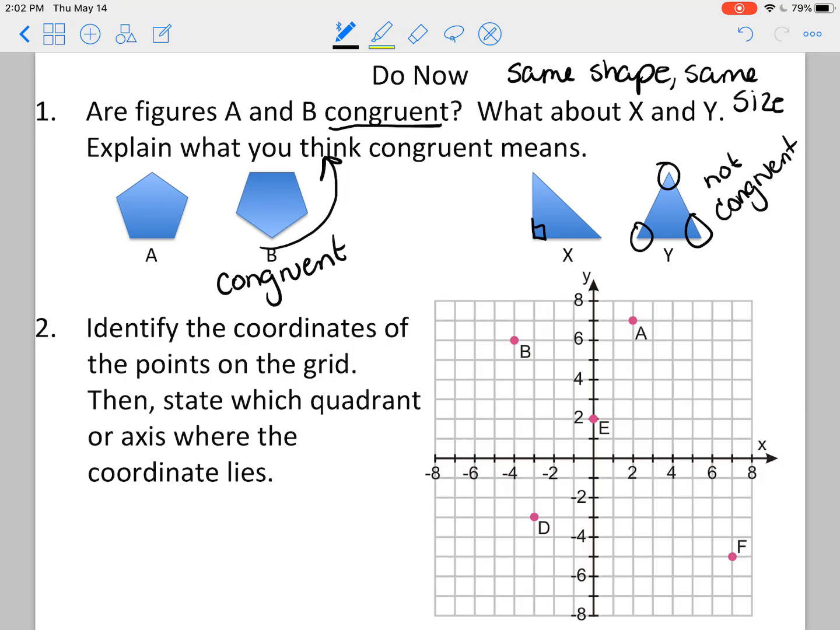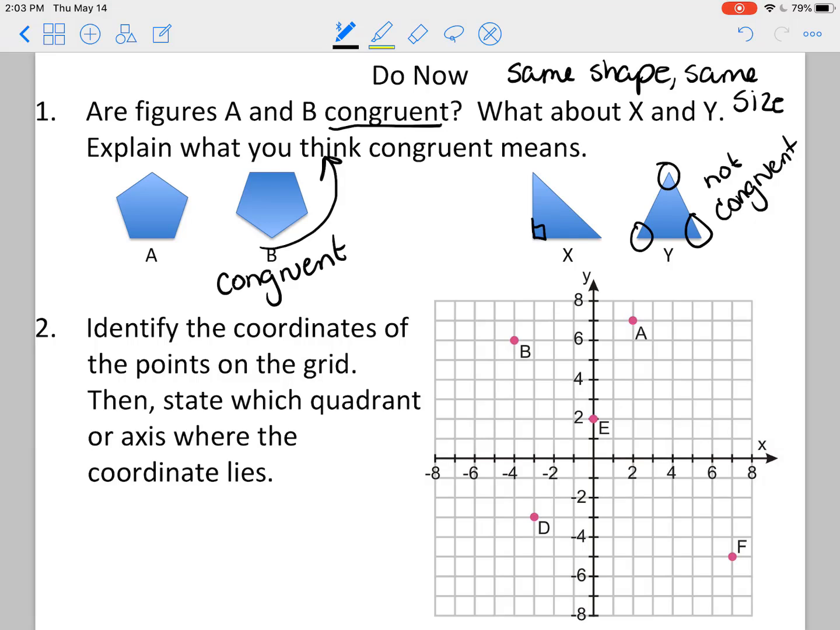And of course, we've already discussed what congruent means. It means that two figures have the same shape and the same size. It also means that if we were to lay the two figures on top of each other, maybe having to rotate one of the figures, they would completely cover each other and completely overlap.